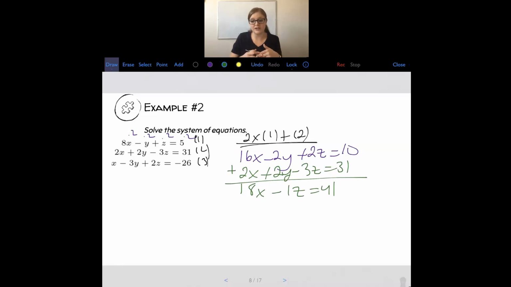Now we have a new equation. This equation can either replace equation 2 or equation 3, but not both. So I am going to have it replace equation 2. So now what I have is the original first equation, my new second equation, and then my original third equation. Okay, so I'm going to put that on the next slide.